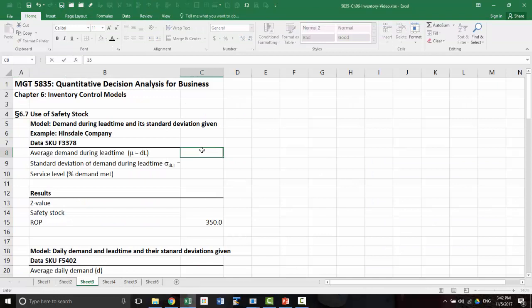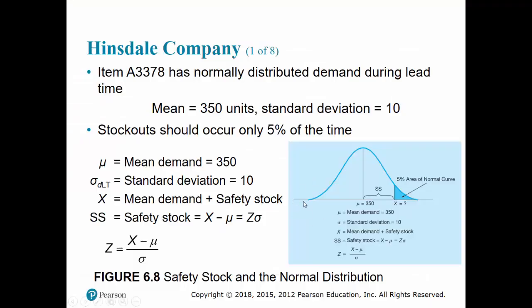So the mean is 350. Here we are not using D times L because the demand during lead time is given. If D is given separately and L is given separately, then we can multiply the two together. But here mu, the mean demand during lead time, is given. So 350, standard deviation is 10, service level is 95%. Remember, service level is a cumulative probability. So 5% is the probability of stock out.